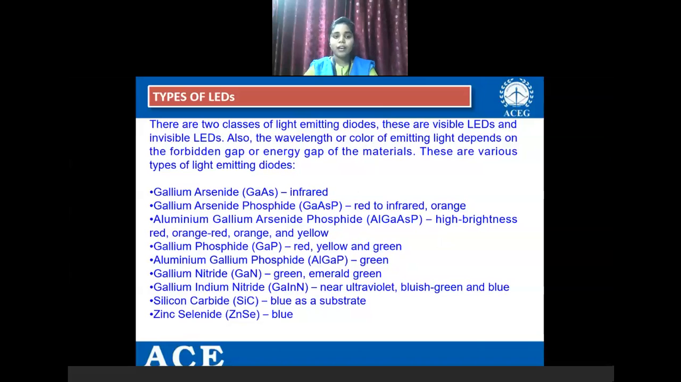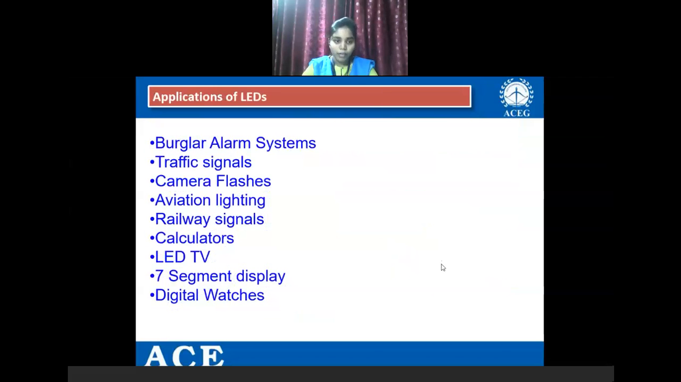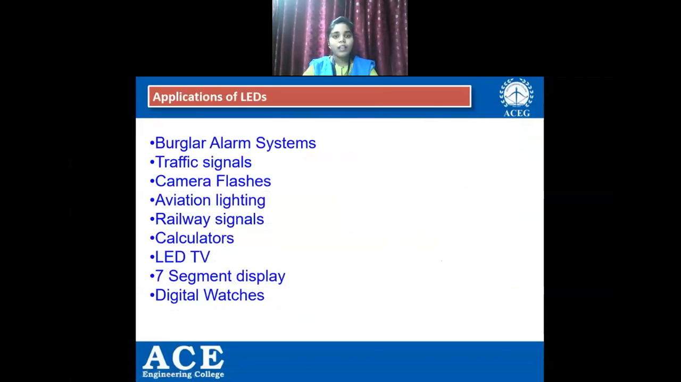Now let us see the applications of our LEDs. Generally LEDs are widely used nowadays. Let us move on to the next slide where we can see the applications of LEDs in a wide space. LEDs can be used in burglar alarm systems and traffic signals. Every day when we go out, we can see traffic signals where LEDs are used.